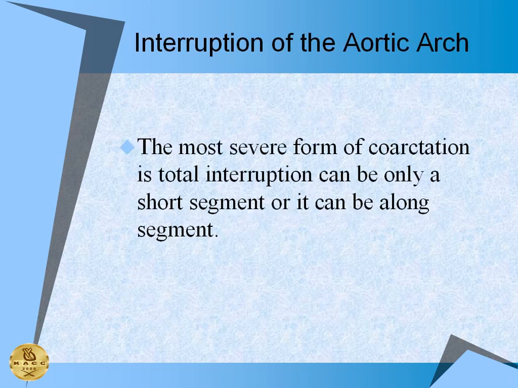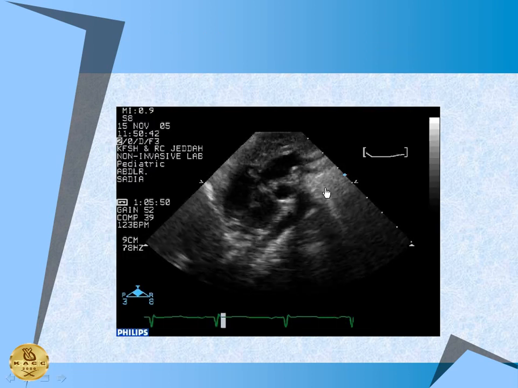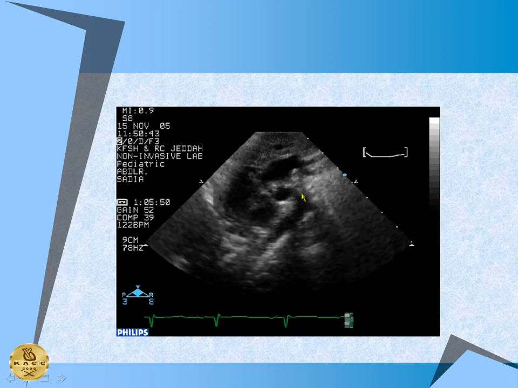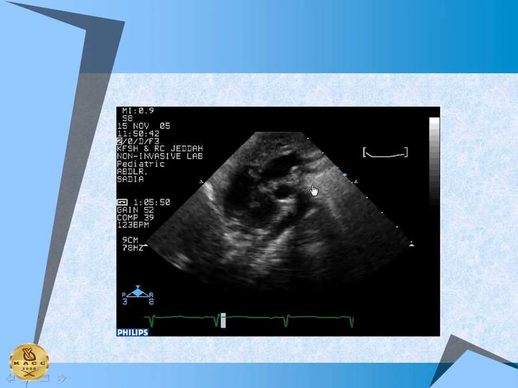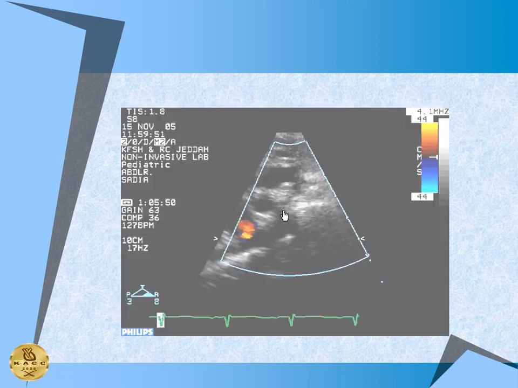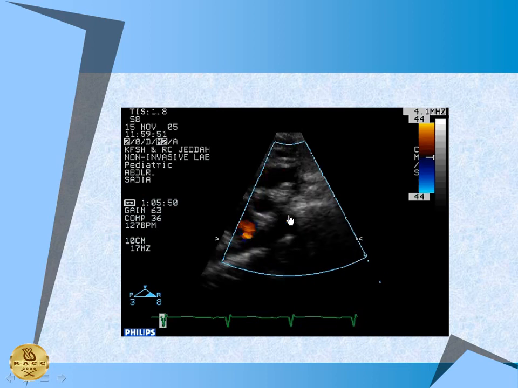Interruption of the aorta is the most severe form of coarctation. Usually it's distal to the second branch of the aorta, and this is an example for it. You see, this is your ascending aorta, first, second branch, and suddenly we miss a big piece here. And there is the continuation with the ductus. This is the angiogram of it, the echocardiogram, and you see the interruption.